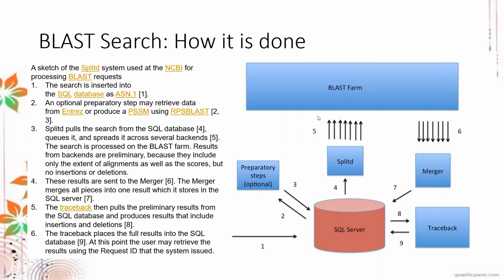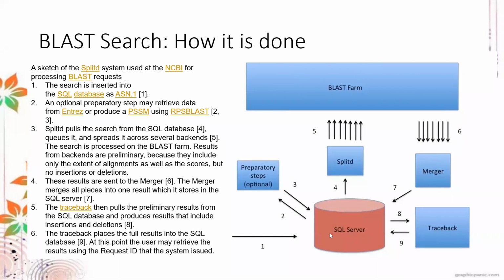The BLAST form is where the processing of the results happens. Basically you throw the preliminary results here, with the scores, no insertions and deletions yet. It will accumulate in the BLAST form, and then from the form it goes to the merger. The merger merges all of these pieces, because you fragment your sequences and align them, so the fragmented ones you merge into your scores, and then it throws it back to the SQL server.